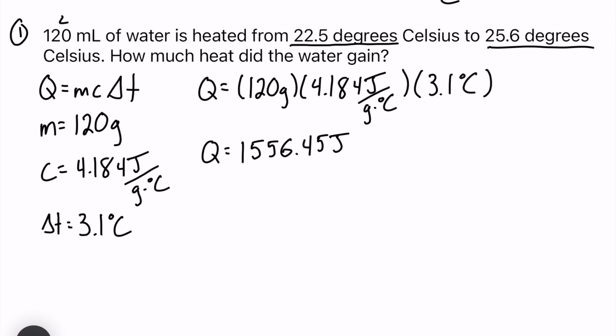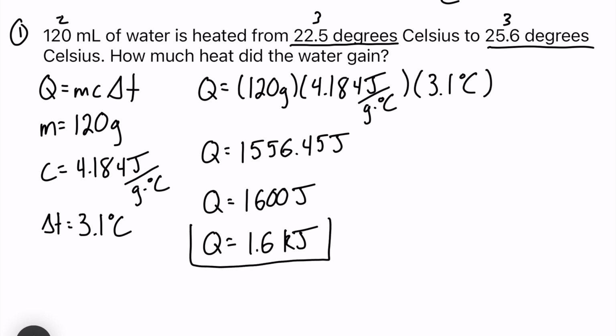Let's take a look at sig figs here. We have 2 in 120. We have 3 in our temperature and 3 in our other temperature. So we're going to go ahead and keep 2. So our Q is going to be 1,600 joules. And if you want to take it one step further, we could say 1.6 kilojoules. Okay, so another point here, because Q is a positive value, that means that water gained heat, and that makes sense because our temperature increased from the initial to the final temperature, so this all makes sense.